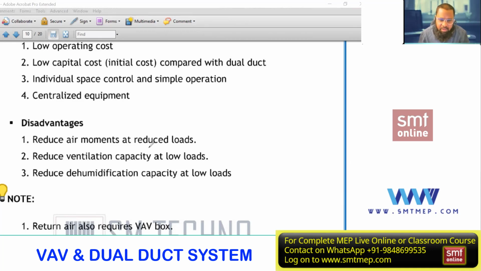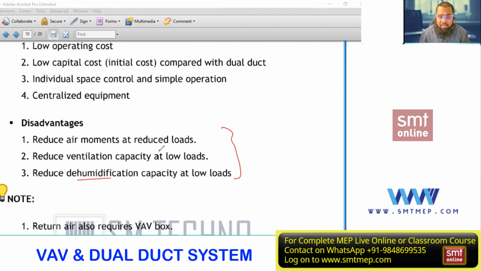The movement of air reduces. If the movement of air reduces, that causes discomfort, and the pressure also reduces, and the reduced movement means the dehumidification capacity also reduces. So these are the disadvantages for the VAV, but don't worry, we have some additional attachments. Using that attachment, we can overcome these disadvantages.